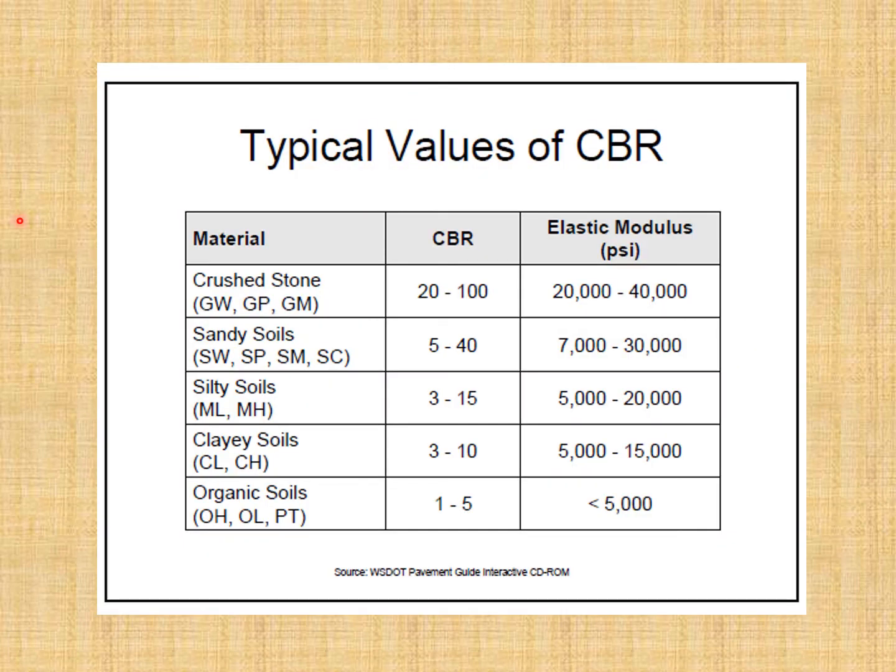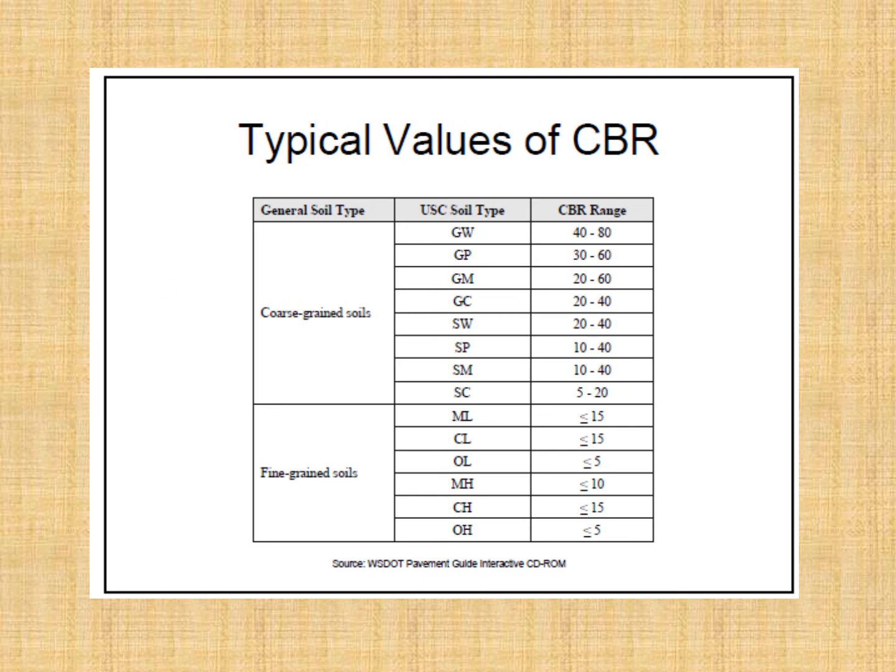Now look at this one. As per Washington State Department of Transportation, the typical values of the CBR for different materials are given along with the elastic modulus. So you can see the crushed stone, in that particular case you have the maximum values. So you can say this is the best material for pavement construction. So here you can see the coarse grained soils and fine grained soils. As you know, these are the two main categories of soils, and here the symbols and the CBR ranges are given. So again you can see that for coarse grained soil the values are higher.